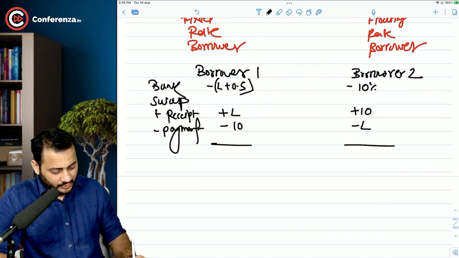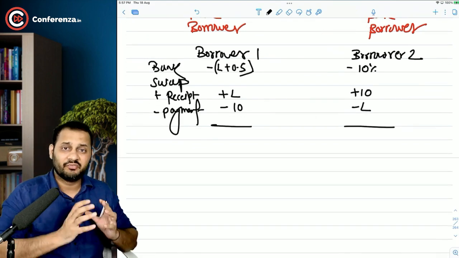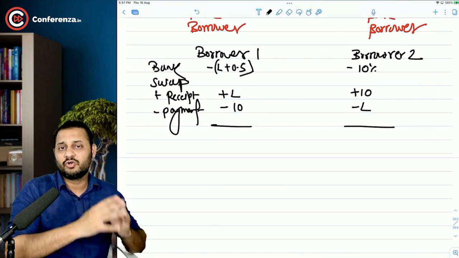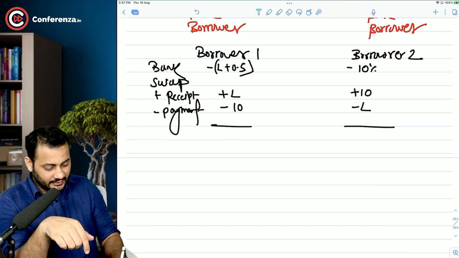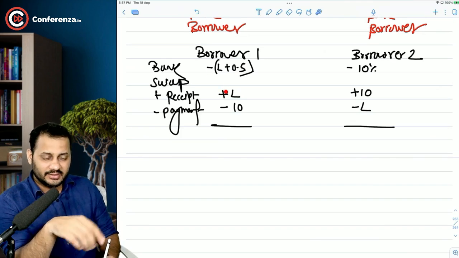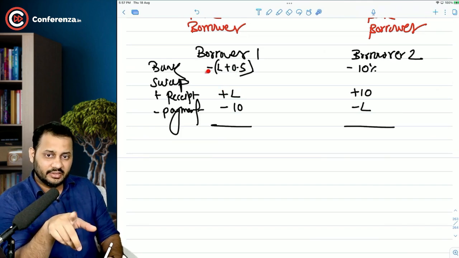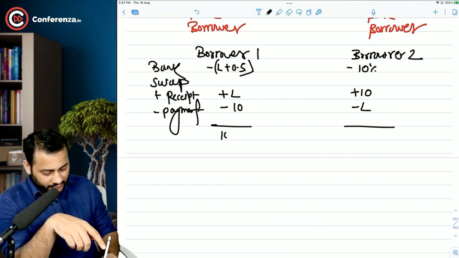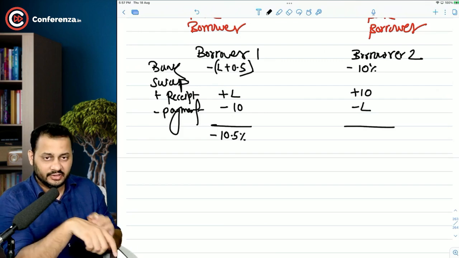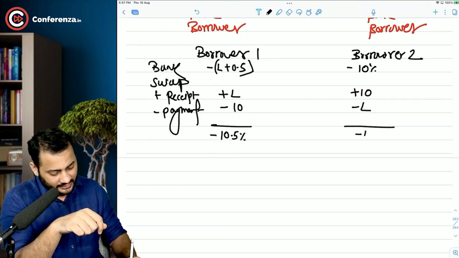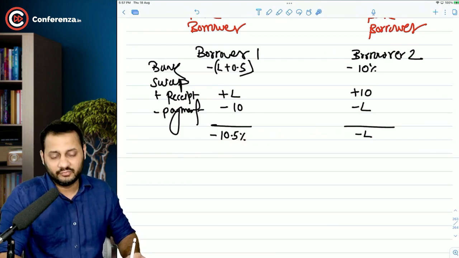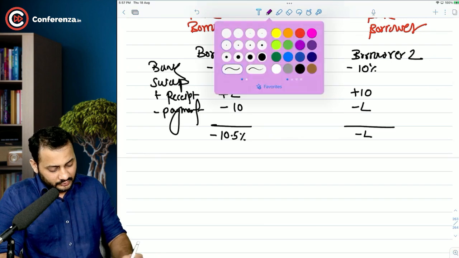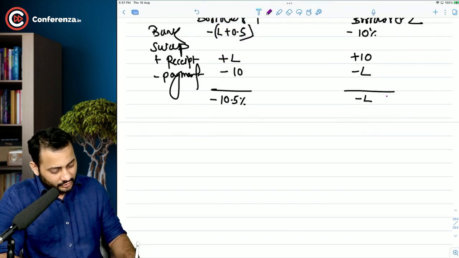Now, if you do the total, you can clearly see that both the parties have shifted their net interest cost to the other rate. In this case, you can see minus L plus L will get cancelled. Minus, if it goes in bracket, it is minus 0.5 minus 10. So it's going to be 10.5% net cost. And in this case, minus LIBOR net cost. So both of them have shifted to the other side of the story. That means borrower 2 has a net cost in floating rate now.